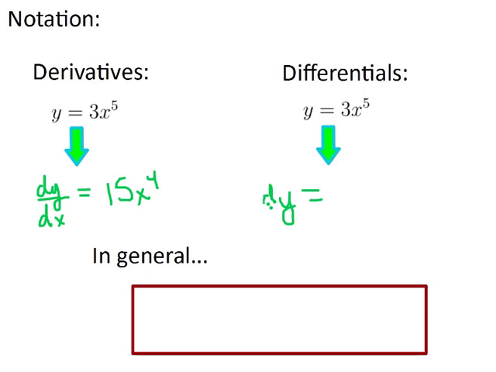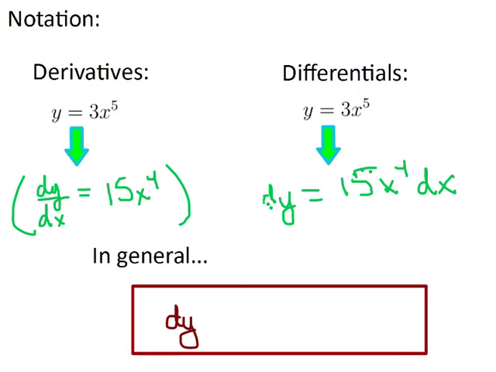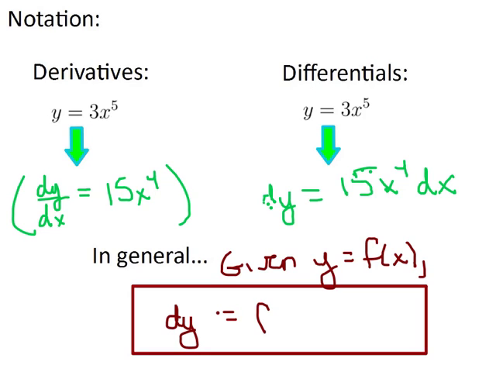So dy equals 15x to the fourth dx. It's basically like you took both sides of this derivative and multiplied them by dx. And that's differential notation. So in general, you want to know that given y equals f of x, dy is going to equal the derivative of your function dx.